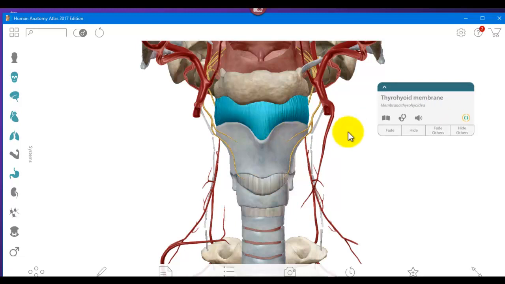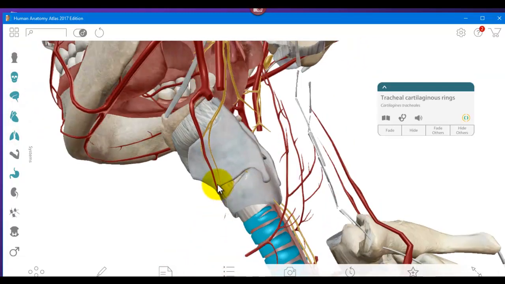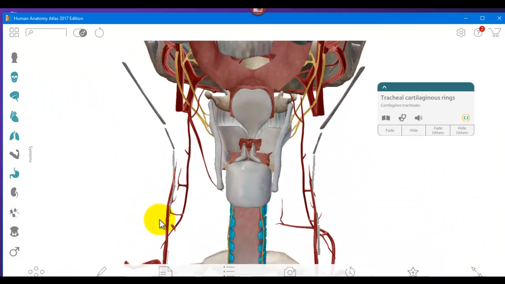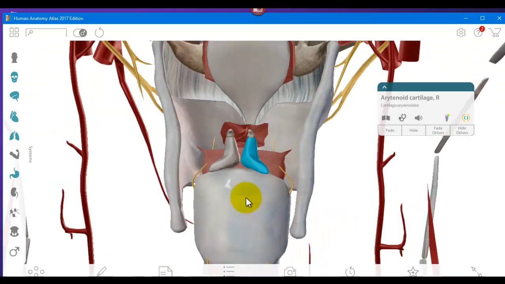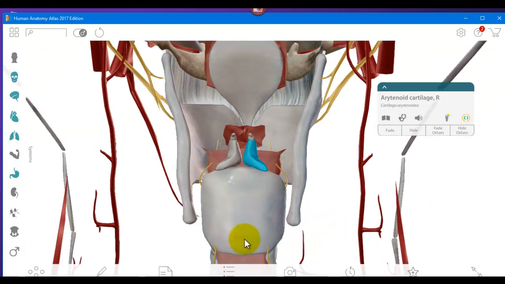And then I'm going to click on this, thyrohyoid membrane, but we're doing these. So there's the thyroid cartilage, there's the cricoid. Down here, you can see the trachea. Now I'm going to turn this guy around. Be careful with it. I'm going to click on the arytenoid. There we go, super up close view.